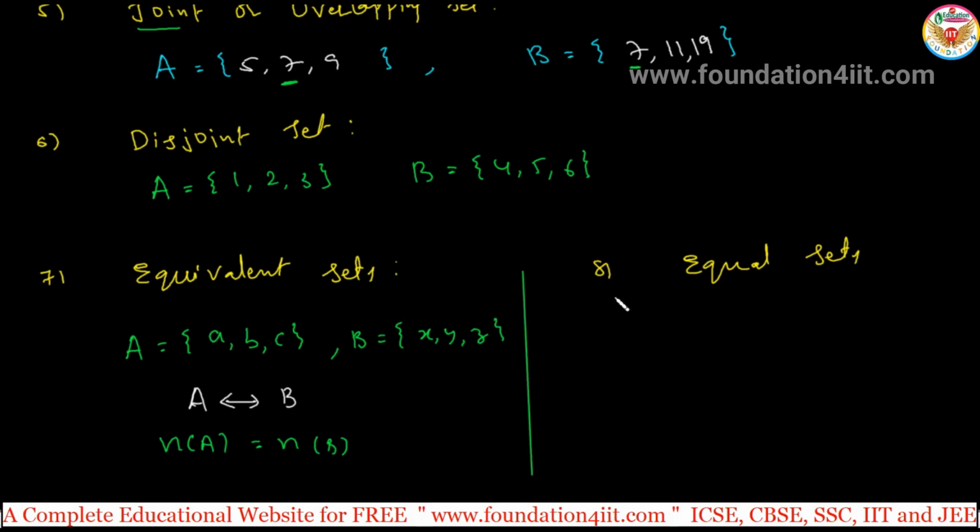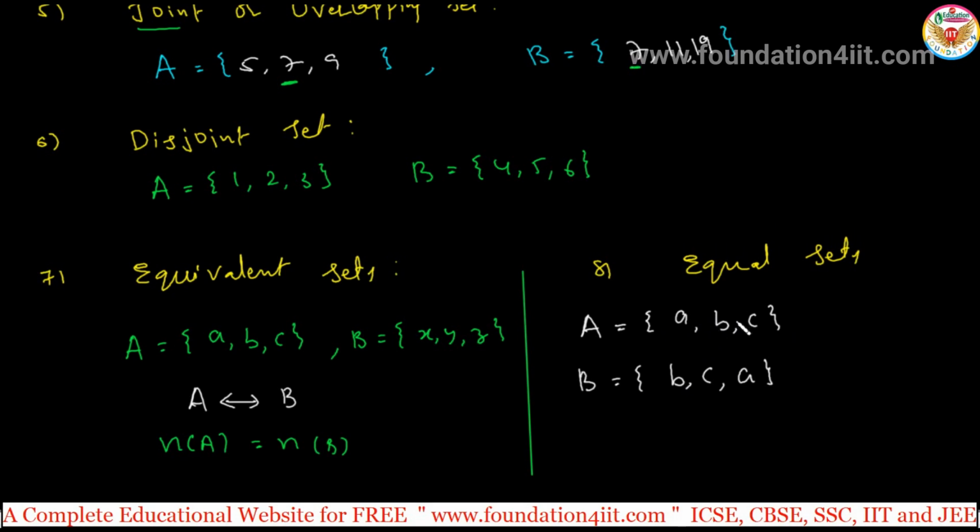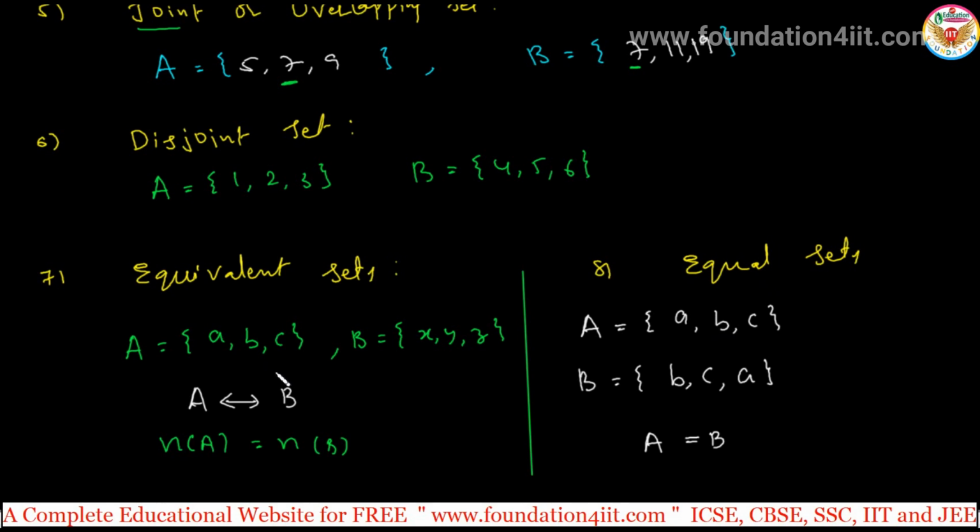And when you come to the equal sets, they should have the same elements. So set A is having A, B, C and set B is having B, C, A. So A and B are equal sets. Same number of elements and same elements also. So two sets are equal if both sets have the same elements, identical, same values. Then we can say A is equal to B. So the number of elements and the elements also must be the same. These are equal sets. Only the number of elements being the same, these are equivalent sets.